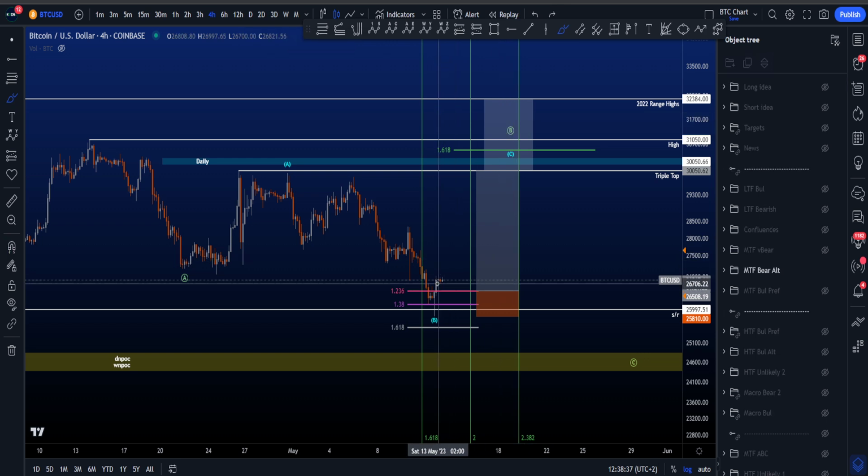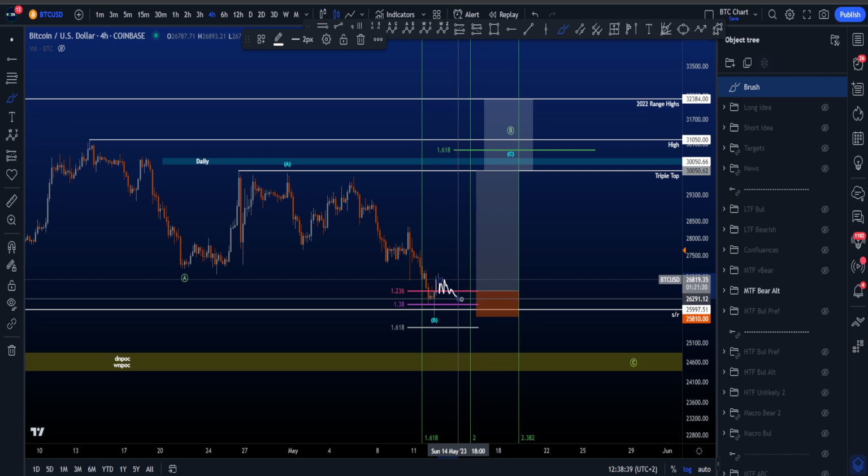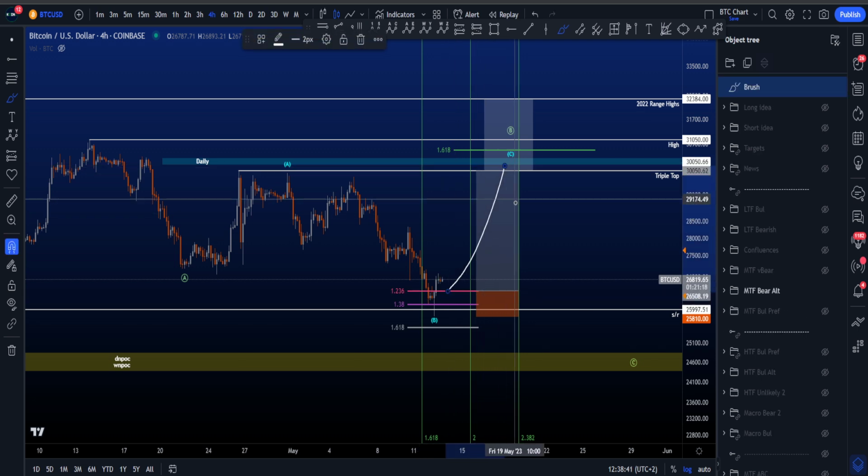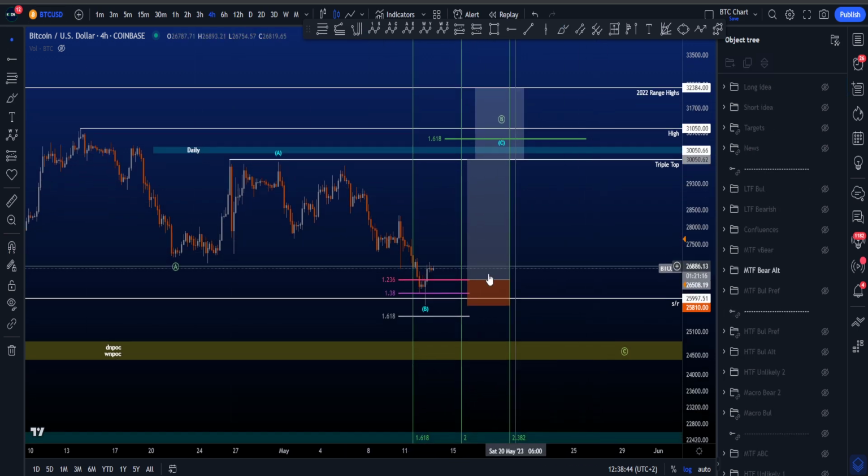Of course, it's weekend now, so we can expect a range to form, but then next week we definitely want to see price moving to the upside swiftly, with this being a wave B to the upside.